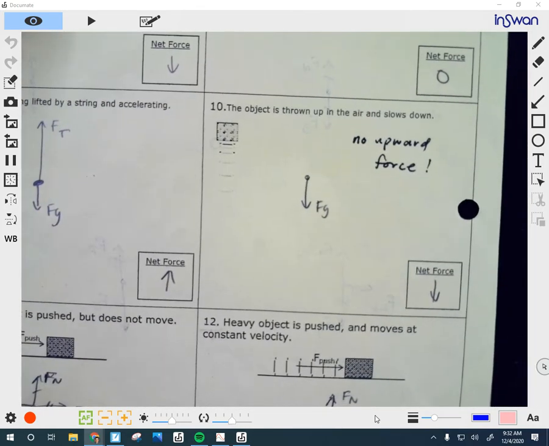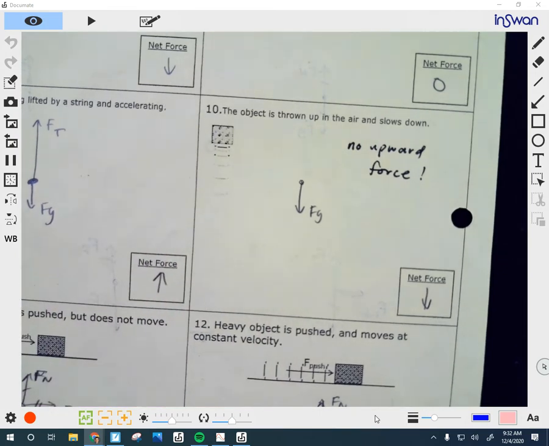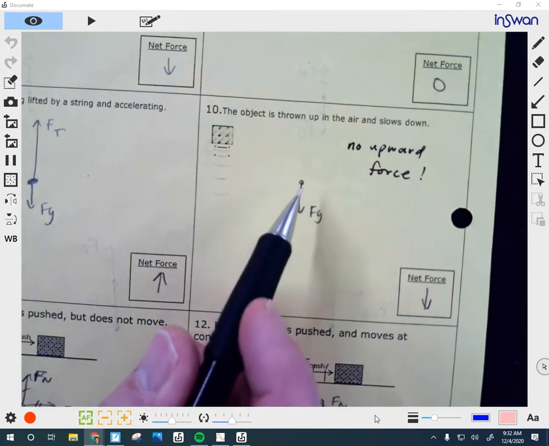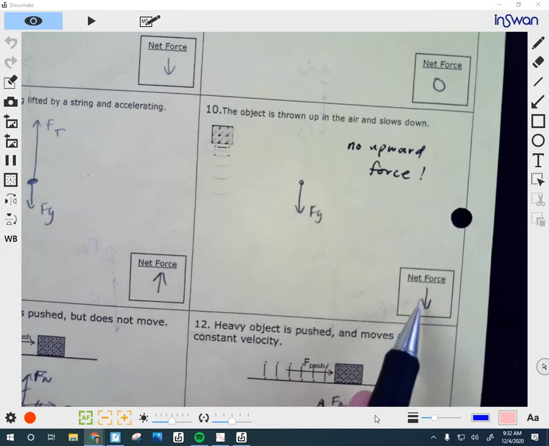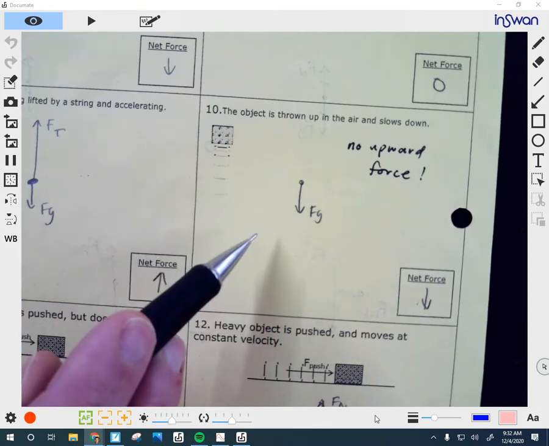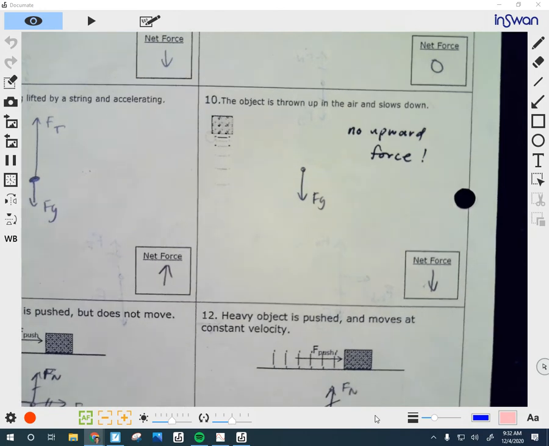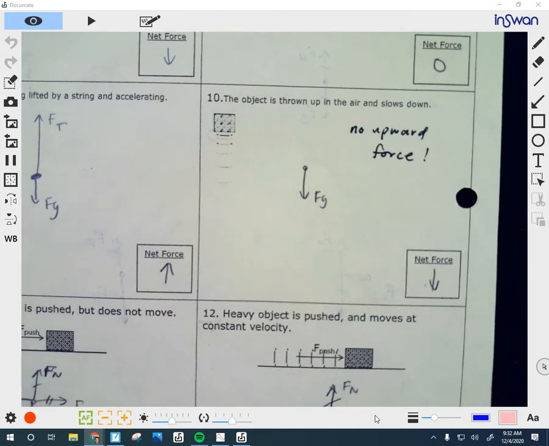So number 10, it's moving upwards, but slowing down. Gravity is going to be pulling it downward. We would expect that gravitational force to be downward. So the velocity vector would be upward, but the acceleration vector would be downward. There's a temptation here to put an upward force vector. There is no upward force vector, okay?